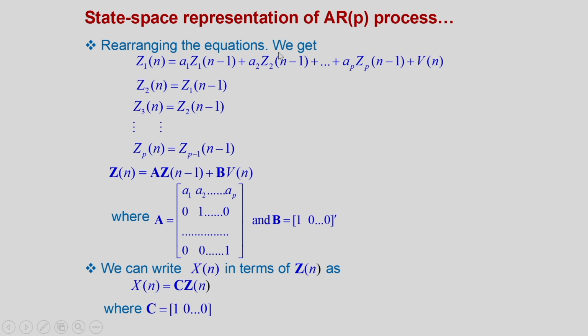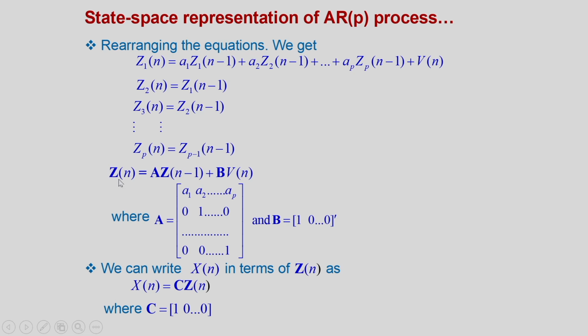Rearranging the equations, we get Z1n is equal to a1 into Z1 of n minus 1 plus a2 into Z2 of n minus 1 plus up to ap into Zp of n minus 1 plus Vn. So, this is the representation for the first state. Similarly, Z2n is equal to Z1 of n minus 1, Z3n is equal to Z2 of n minus 1, etc., and finally, Zpn is equal to Zp minus 1 of n minus 1.